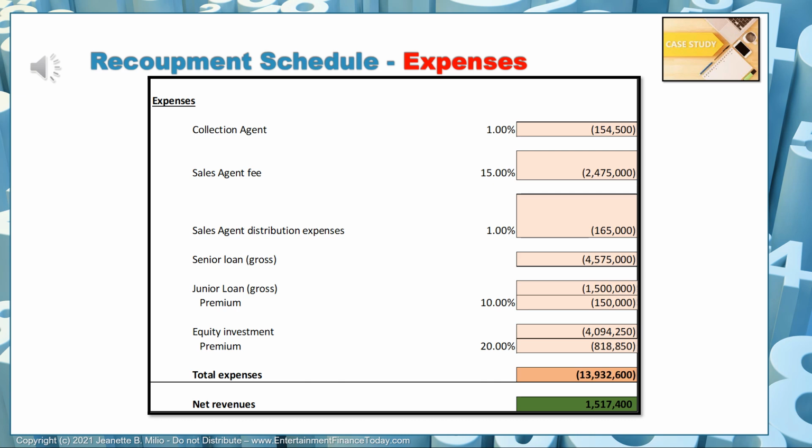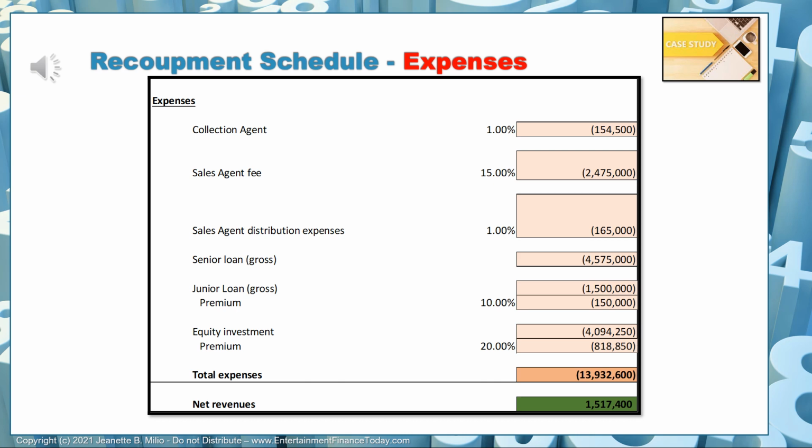So next we have to pay the loan back. As you remember, the gross loan amount was $4,575,000, and that includes all the interest fees and loan charges and legal fees. We have to pay back the loan gross amount, which was $1,500,000, and in this case, the lender also charges us a 10% premium, which is 10% of $1,500,000, and that's $150,000.